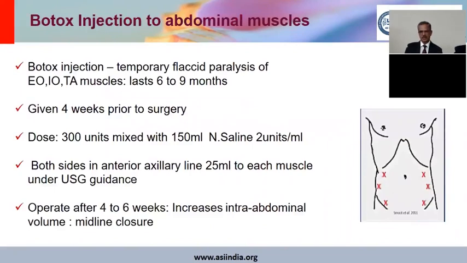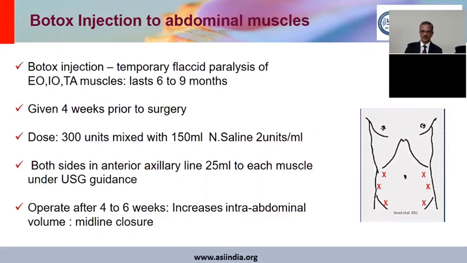The Botox injection to the abdominal muscles causes temporary flaccid paralysis of the external oblique, internal oblique, and transversus abdominis muscles, and this lasts for 6 to 9 months. So what happens when there is flaccid paralysis? The abdominal cavity volume increases. It can hold more of the viscera which are outside the abdominal cavity. It doesn't happen immediately. We have to wait about 4 to 6 weeks after injecting the Botox, then take them up for the appropriate surgery.